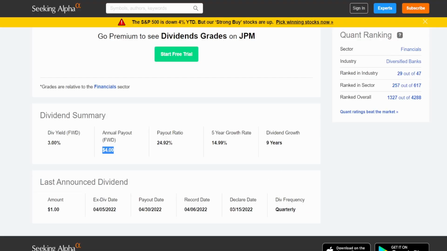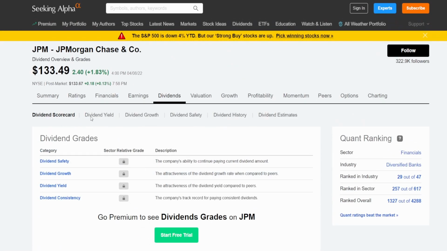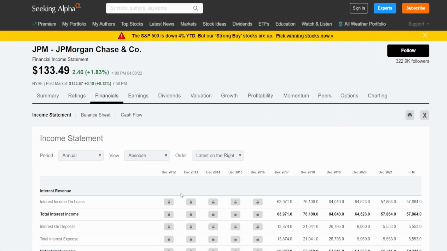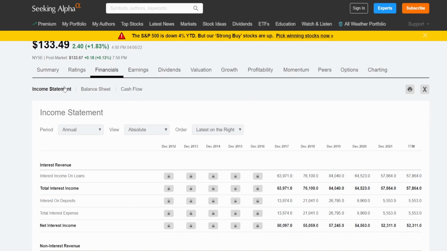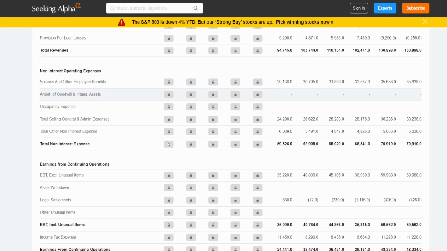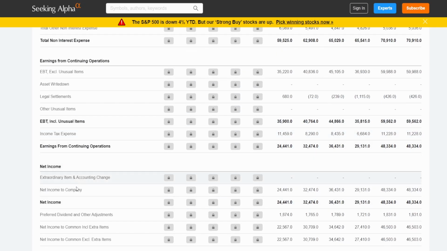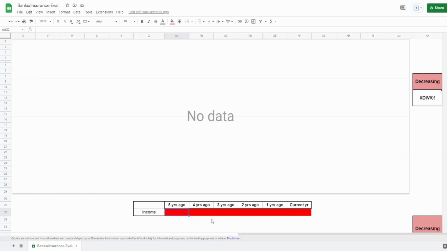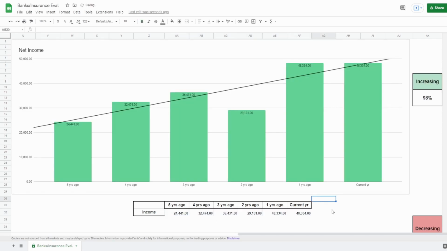net income. So if we come over here to Seeking Alpha again, and we come all the way to financials, the first thing that we're going to see is the income statement right up here. And then if we scroll all the way down to where it says net income, and you see right here the net income, we're going to copy pretty much all of these numbers. We're going to hit Control C, and then we're going to come back to the calculator. We're going to click right here on the 5 years ago, and we're going to Control V, and that automatically populates the net income for the company.